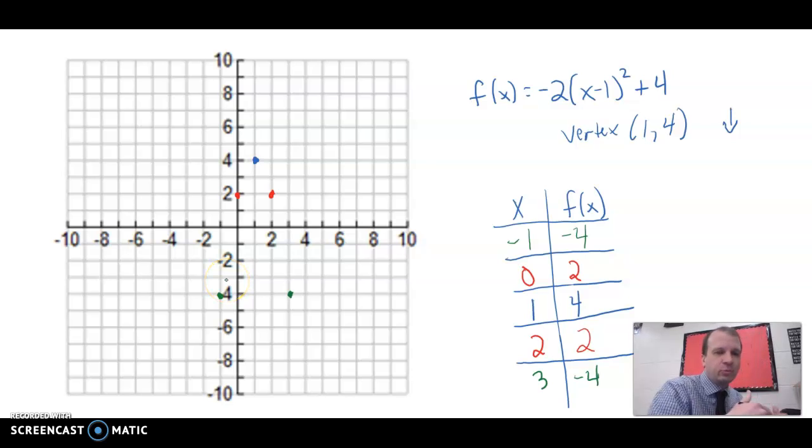And so those are the 5 points I'm going to use to give myself the graph. And it does look like it does open down. So I'm going to connect those points right here.